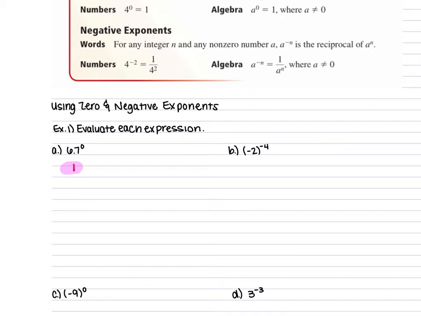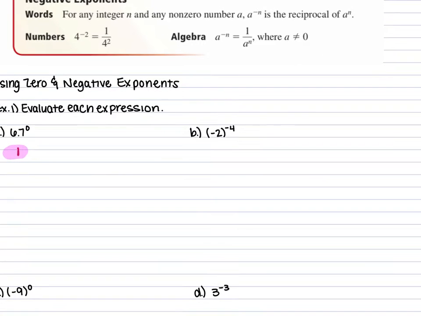For example B, we have negative 2 to the power of negative 4. So because this negative 4 is a negative, we want to turn it into a positive. We're going to take the reciprocal of that negative 2, which is 1 over negative 2 to the 4th power. That turns our 4 into a positive 4. Now we can multiply this negative 2 by itself 4 times.